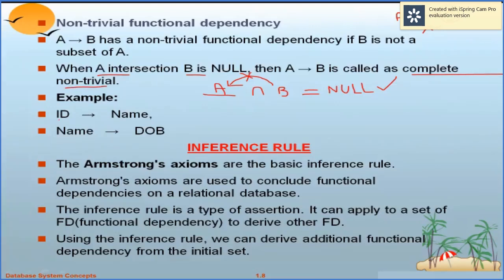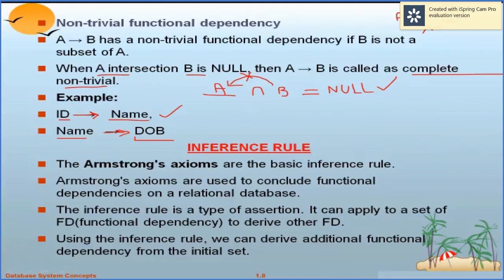Example is an ID determining the name. So you see, name is not part of ID. Both are acting independently, and in case this ID is going to determine the name, this comes under non-trivial condition. Next one, a name determining the date of birth is again a non-trivial condition because I don't have any set found on my left hand side, and date of birth is not a part of that set. In that case, this is also a non-trivial functional dependency condition.